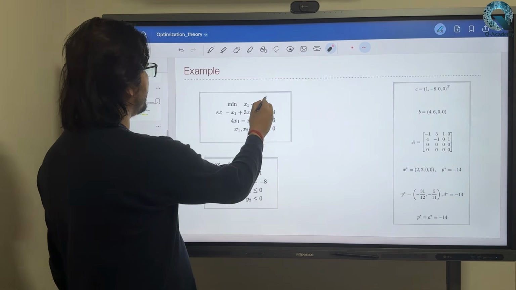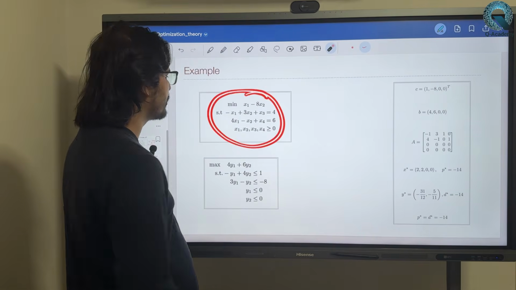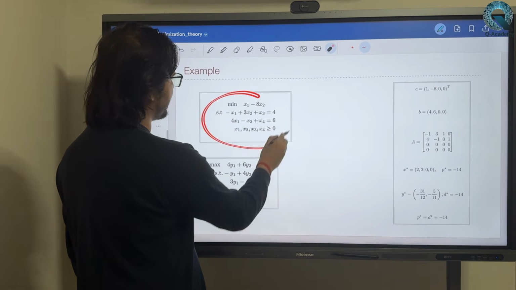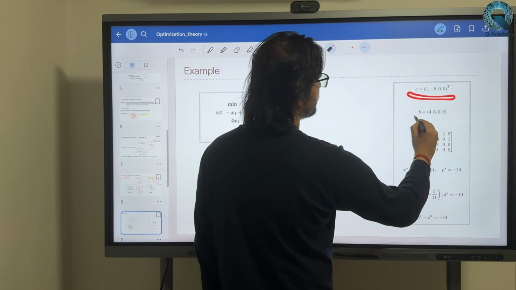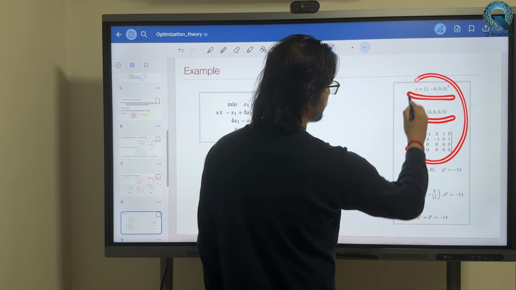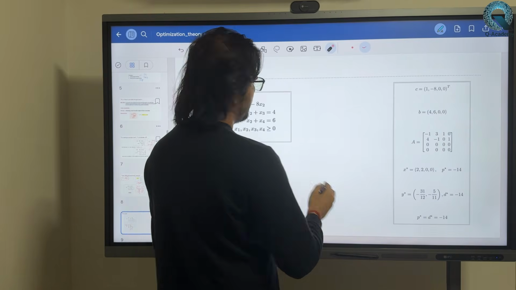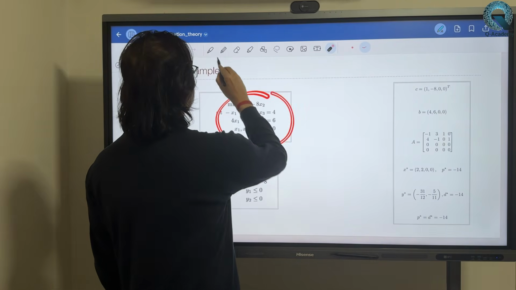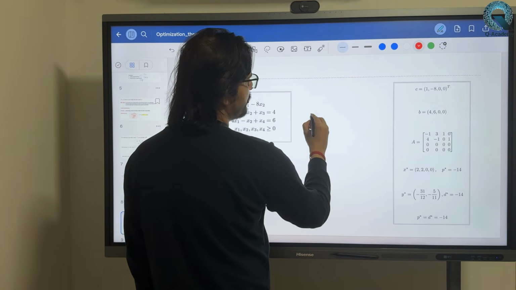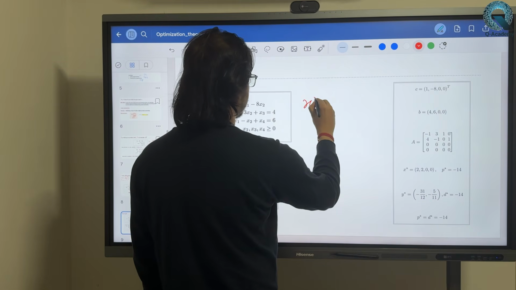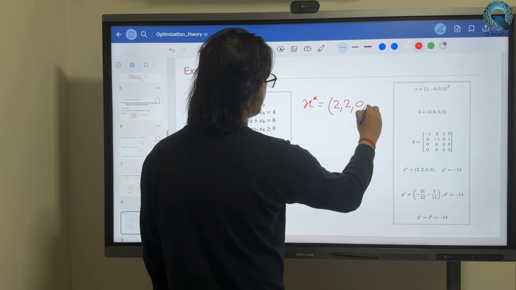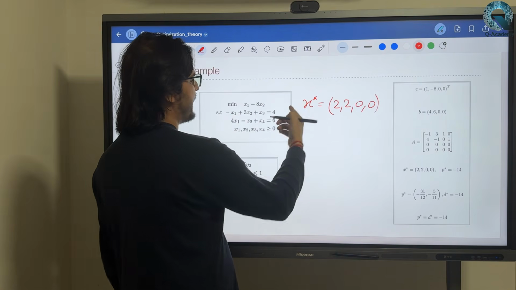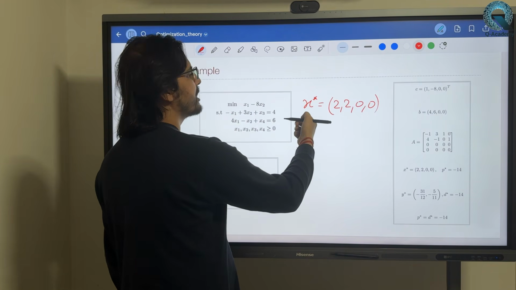So this is one example. This is the example that we were looking at just now. This was the primal and this was the dual, and this is your C, this is your B, this is your A. So this defines your LP. You can optimize this one, and you get the answer, let's say, x star equal to 2, 2, 0, 0. And this is called the primal optimizer.